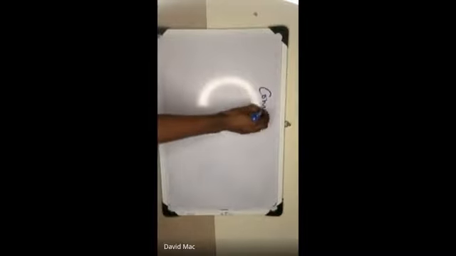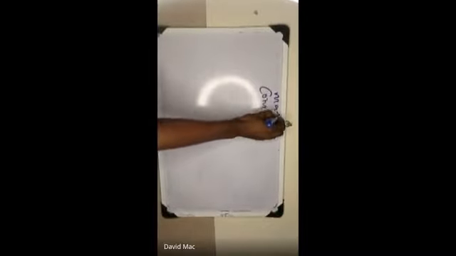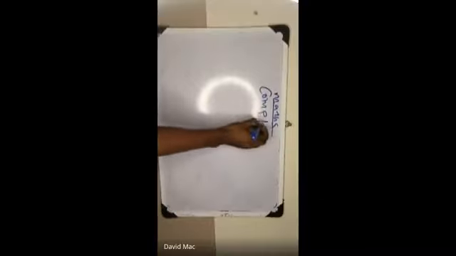Okay, let's look at conjugate of a complex number. Now, when we talk about conjugate of a complex number, we're basically talking about the opposite of that complex number. Let me explain what I mean. This is a complex number, right? Complex number.